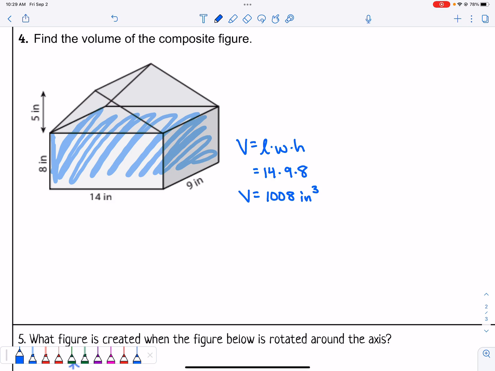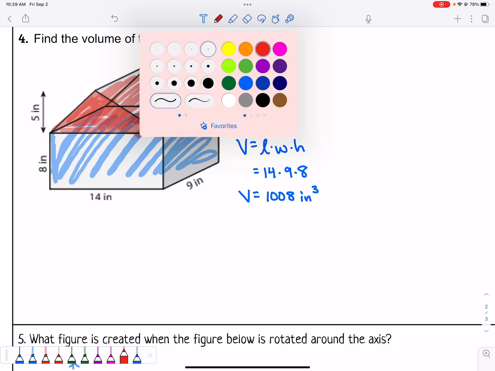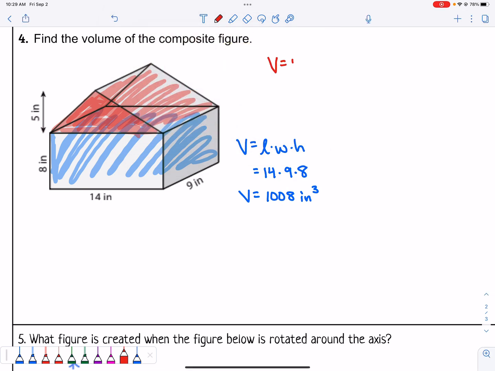cubic inches. Then I notice the top of the figure is a prism with a triangular base. So notice like the base of that prism is in the shape of a triangle. So the volume of any prism we could figure out by saying area of the base times the height. But the base in this case is a triangle, and the area of a triangle is 1/2 base times height, or base times height divided by 2.